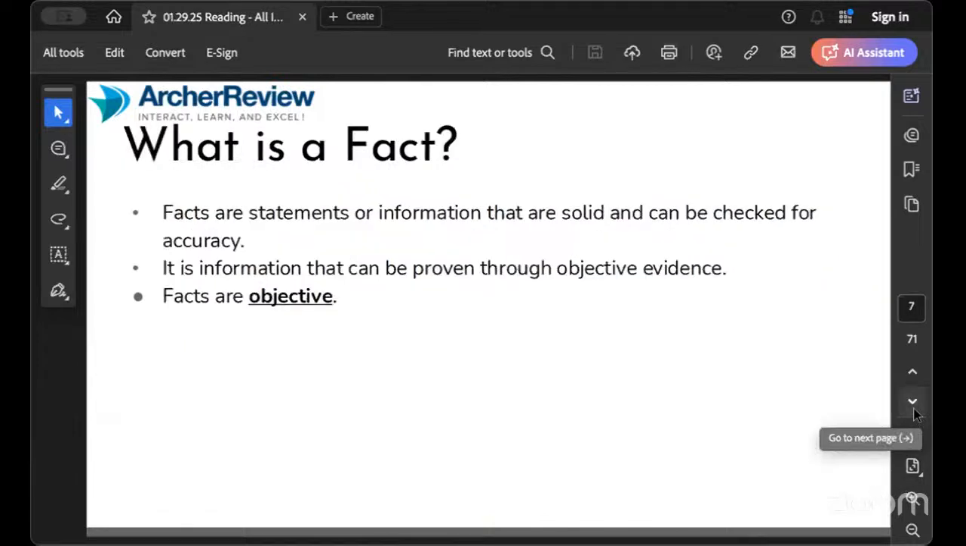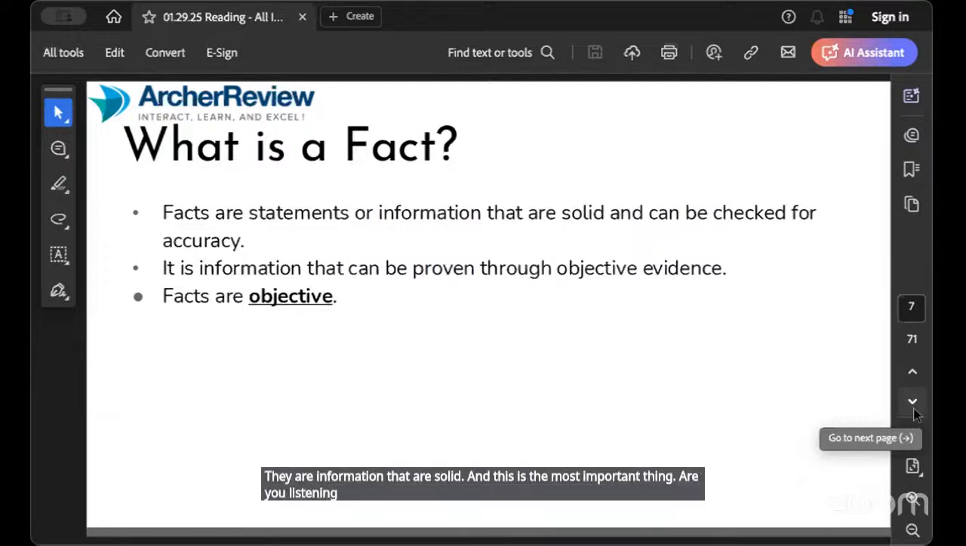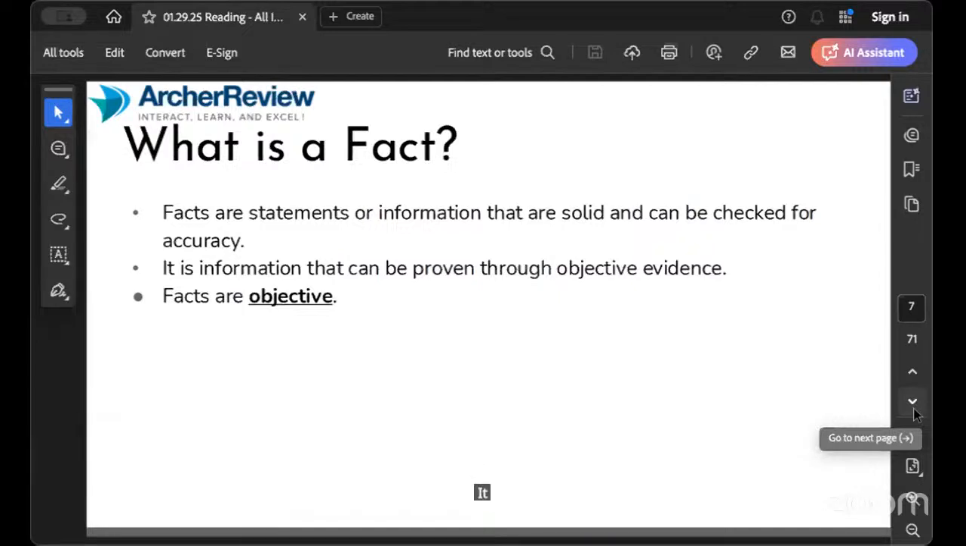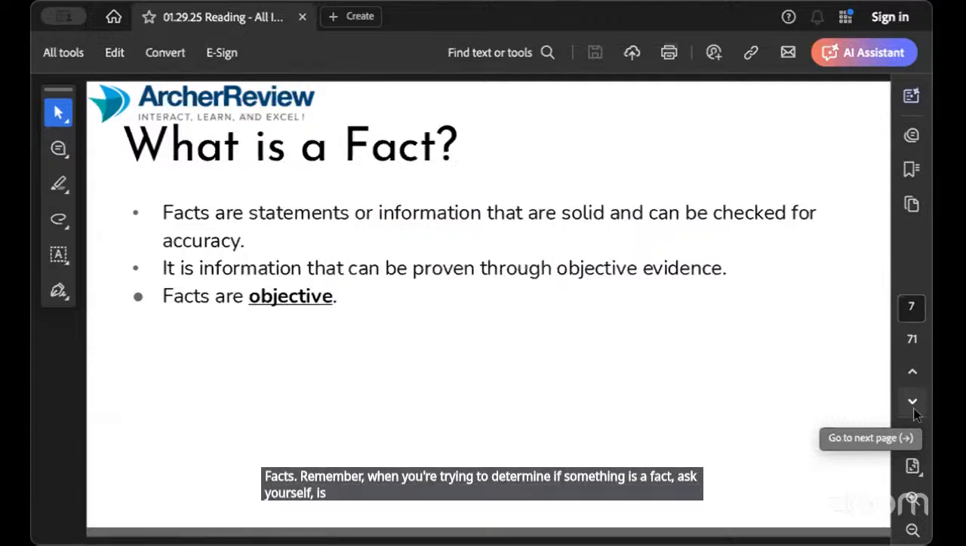So what is a fact? Like I said, facts are statements. They are information that is solid, and this is the most important thing. Are you listening? They can be checked for accuracy. It is information that can be proven through objective evidence. So again, when you're trying to determine if something is a fact, ask yourself, is this something I can go check? Okay. So they are objective.